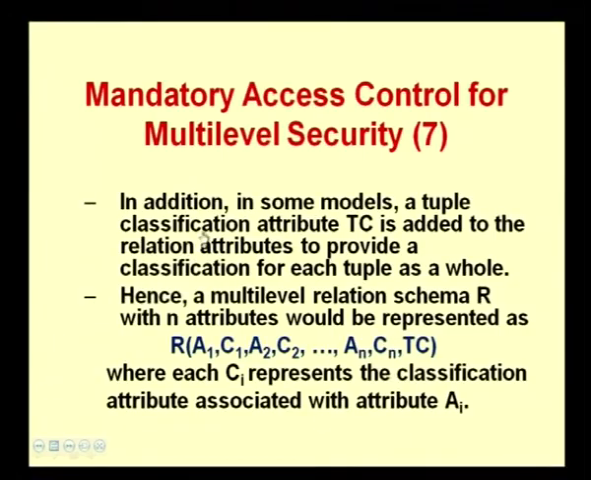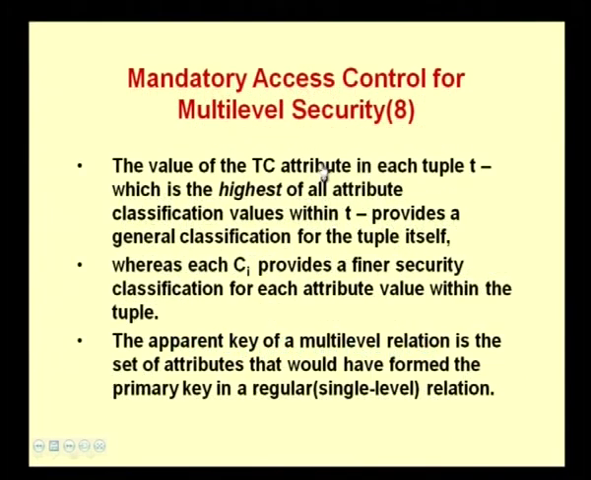In addition, in some models, a tuple classification attribute TC is added to the relation attributes to provide a classification for each tuple as a whole. Hence, a multi-level relation schema R with n attributes could be represented as A1 C1, A2 C2, ..., An Cn, TC, where each Ci represents a classification attribute associated with the attribute Ai. The value of the TC attribute in each tuple t is the highest of all attribute classifications within that tuple, and provides a general classification of the tuple itself, whereas each Ci provides a finer security classification for each attribute within the tuple.